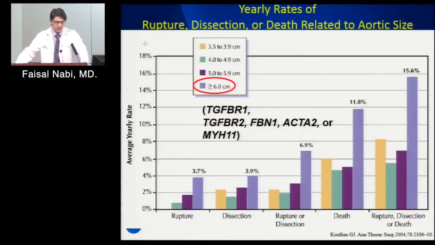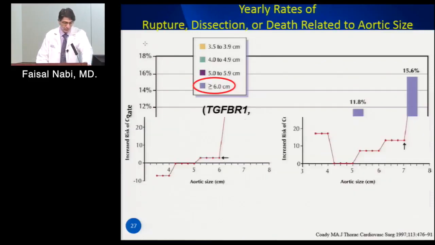Now, what is the association in ascending aortic aneurysms and the risk of complications such as rupture, dissection, or death? And you can see the different graphs here. The different colorings are different sizes. The most important is, I guess, if you look at the very right-hand side of your screen, you can see there's a tremendous increased risk of all complications once the aorta reaches about 6 centimeters. So that's kind of where complications are much more likely to occur.